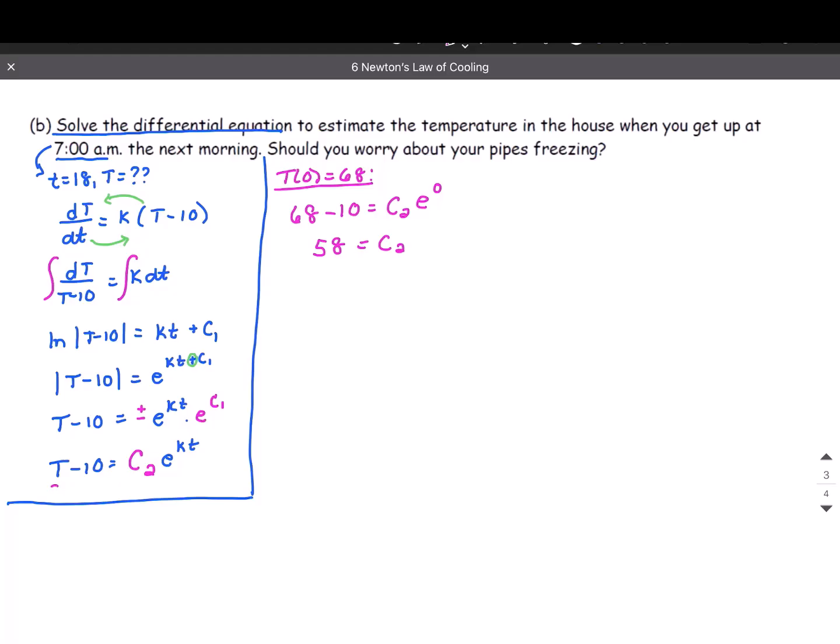Now 68 minus 10 is 58 equals C2 times e to the 0, which is 1, so it's just C2 is 58. Now we know, and we're going to substitute that back in here, that T minus 10 equals not C2 but 58 e to the kt.